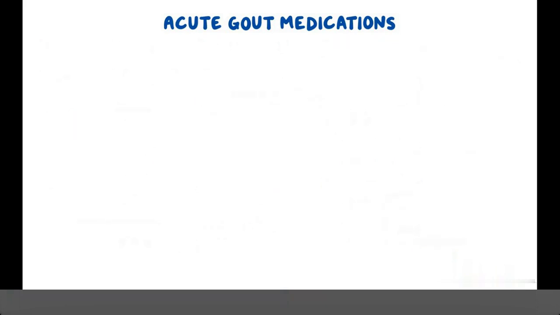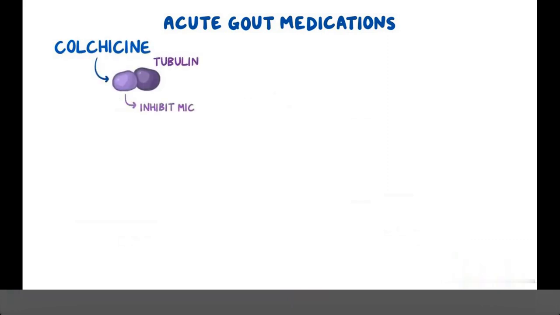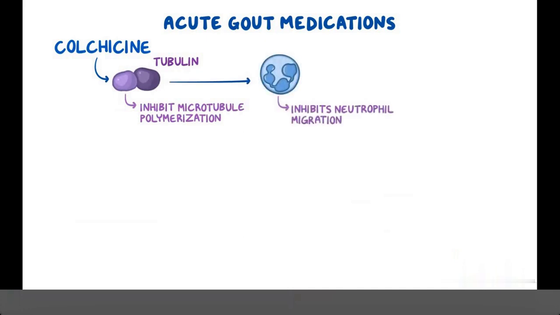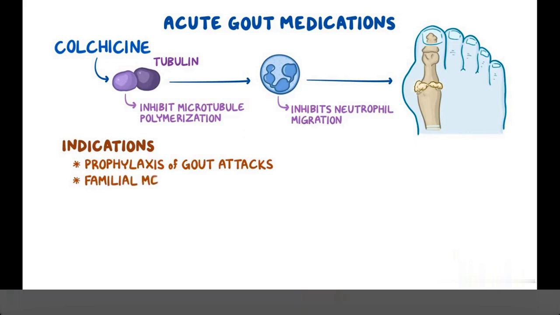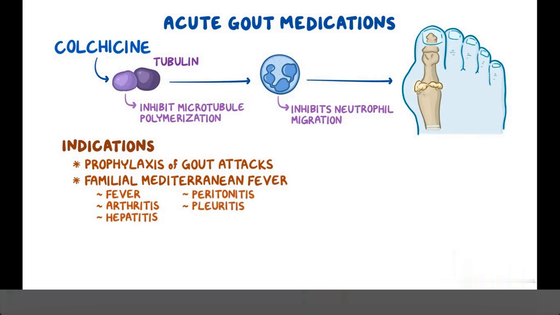The last medication in this group is colchicine, which works by binding tubulin and inhibiting microtubule polymerization, thereby inhibiting neutrophil migration in joints and reducing inflammation. Other indications for colchicine include prophylaxis of gout attacks and familial Mediterranean fever, which is a condition characterized by fever, arthritis, hepatitis, peritonitis, and pleuritis.